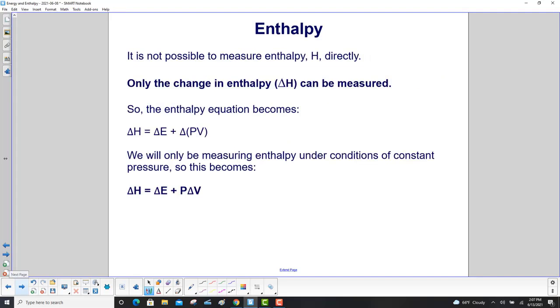It is not possible to measure enthalpy directly. Only the change in enthalpy, or delta H, can be measured. So the enthalpy equation becomes delta H is delta E plus delta of PV. We will only be measuring enthalpy under conditions of constant pressure, so we can take the P outside of the delta there, and we have delta H equals delta E plus P delta V.